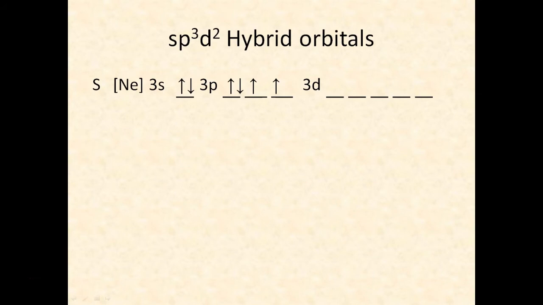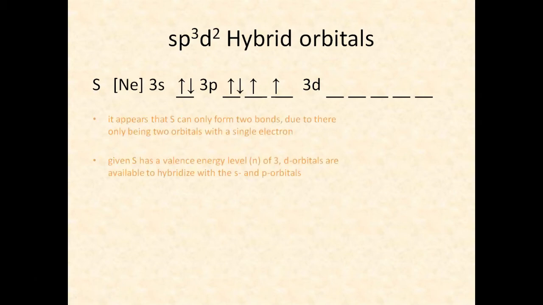Similarly, sulfur, we know, could undergo a hybridization with its s and 3 p's to form an sp3, and that would allow it to form 2 bonds. But we also know that it can form more than 2, and so it could also hybridize involving the d orbitals because it's in the third energy level.